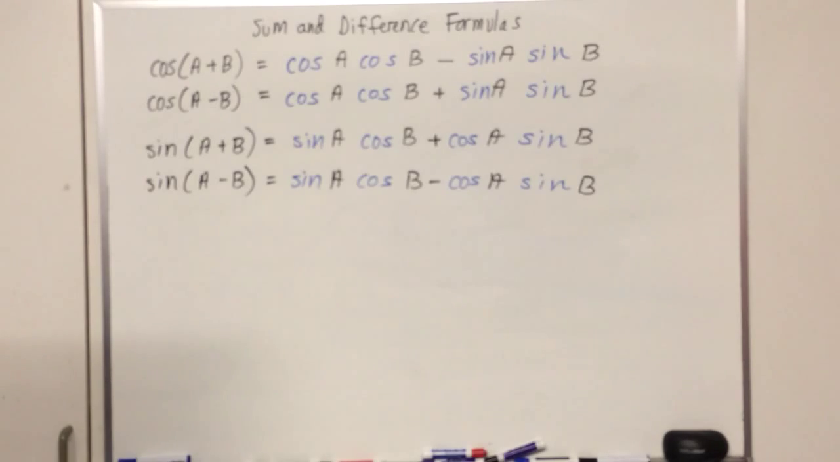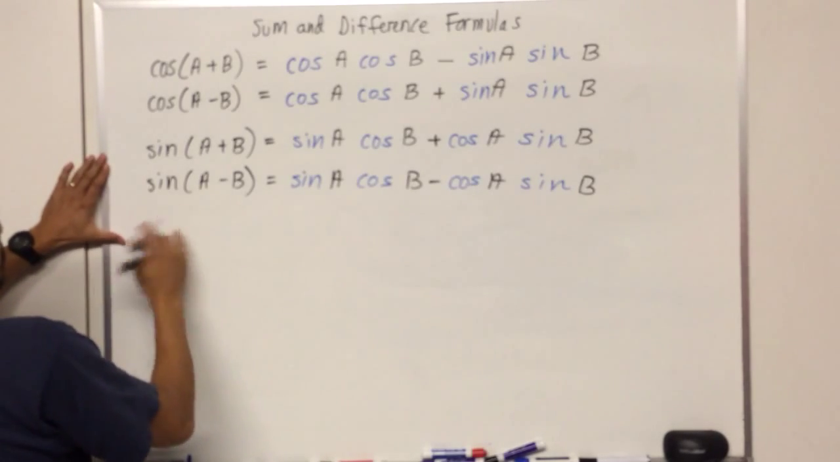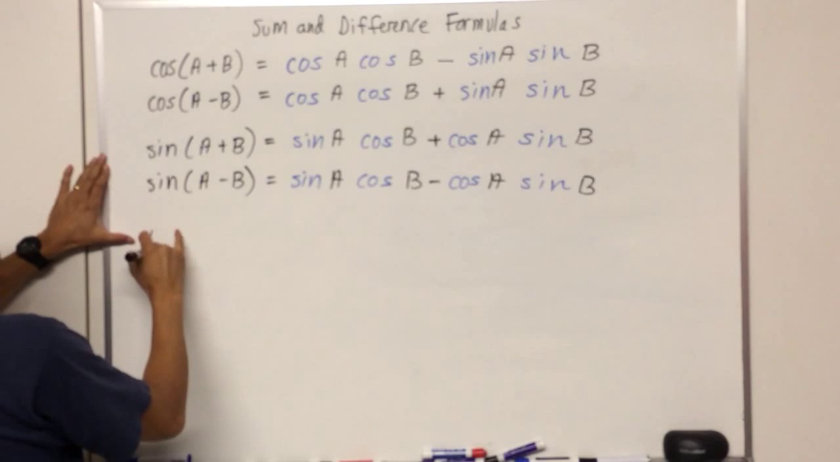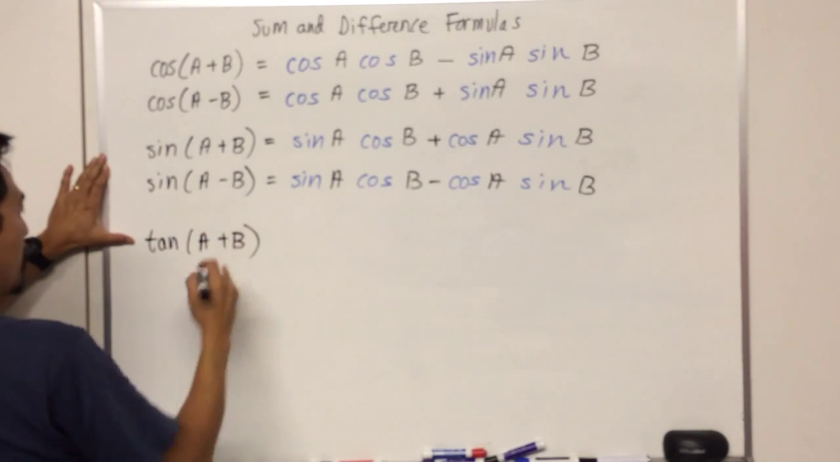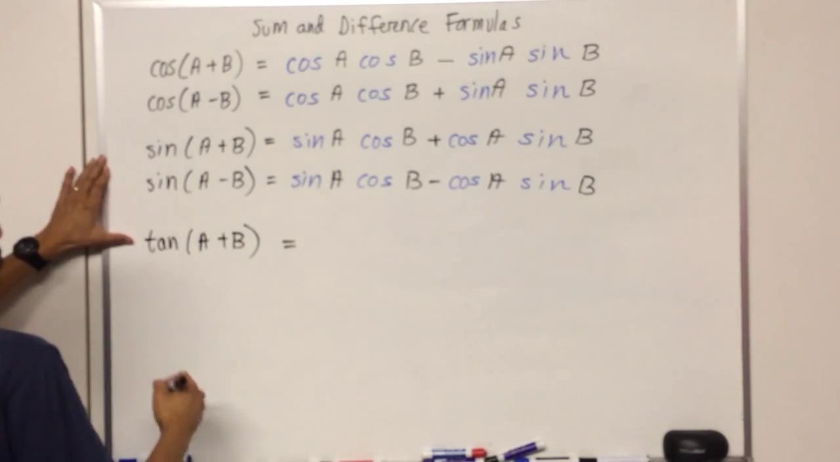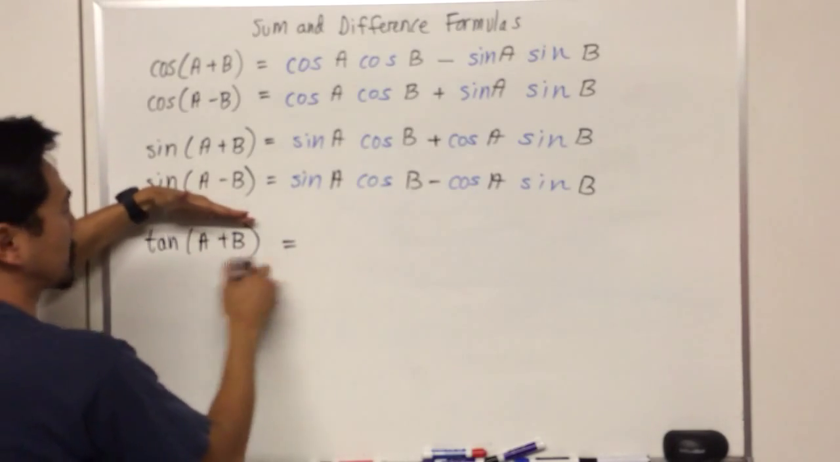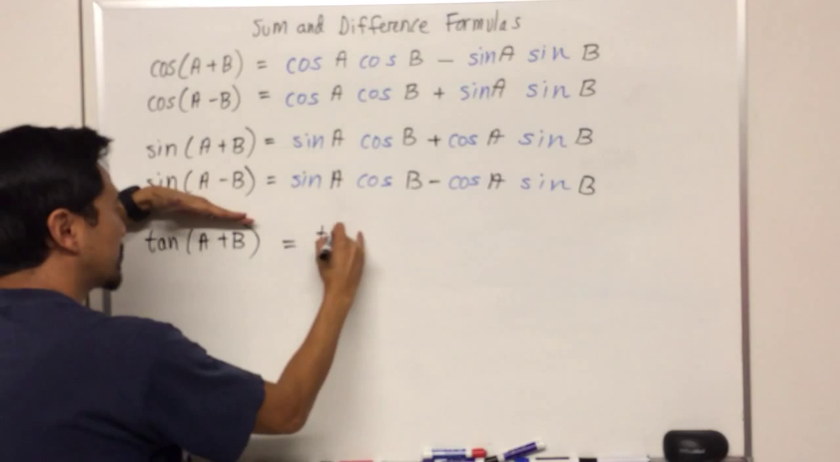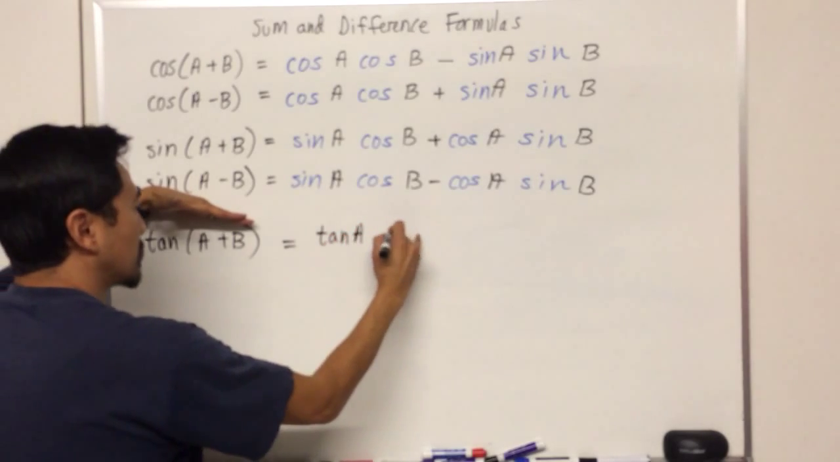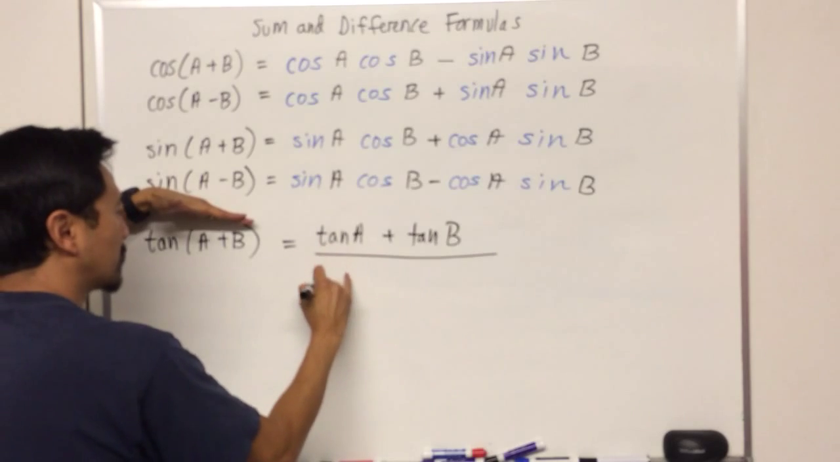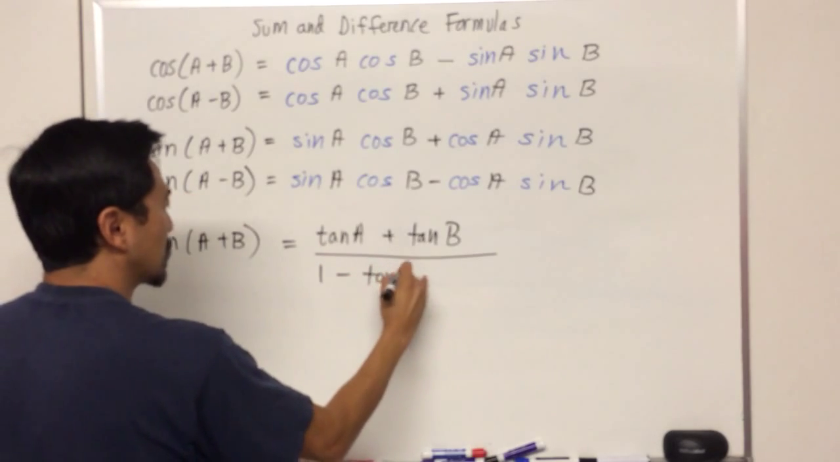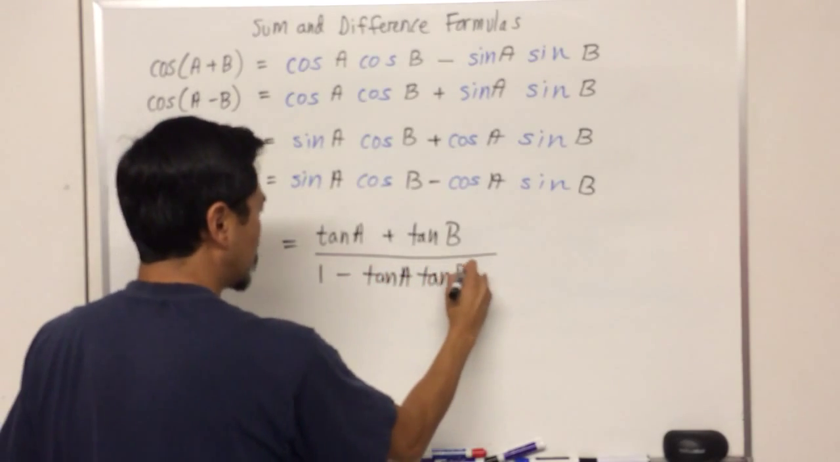Okay? Now you've got identities for tangent. So now I've got the tangent of A plus B. So the identity is tangent of A plus the tangent of B divided by 1 minus the tangent of A times the tangent of B.